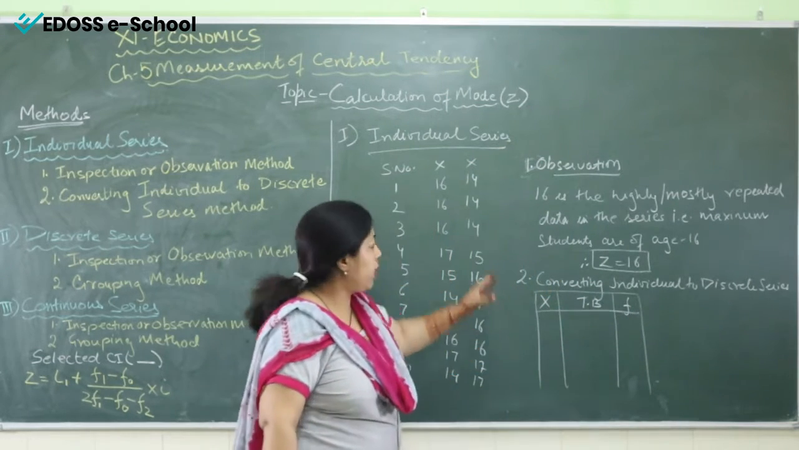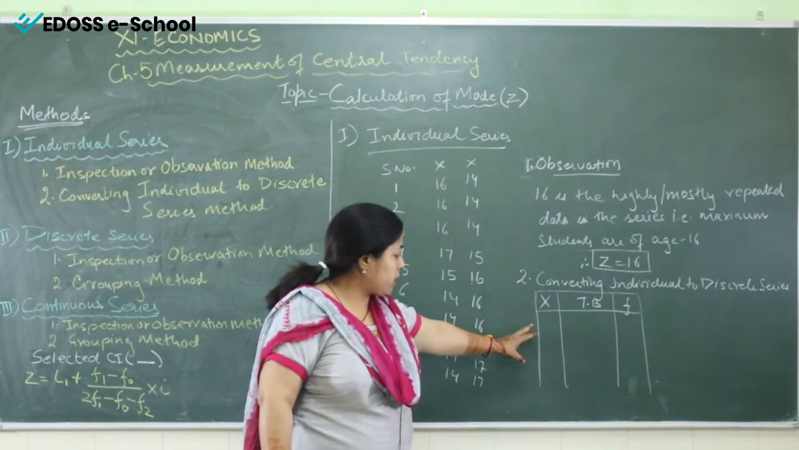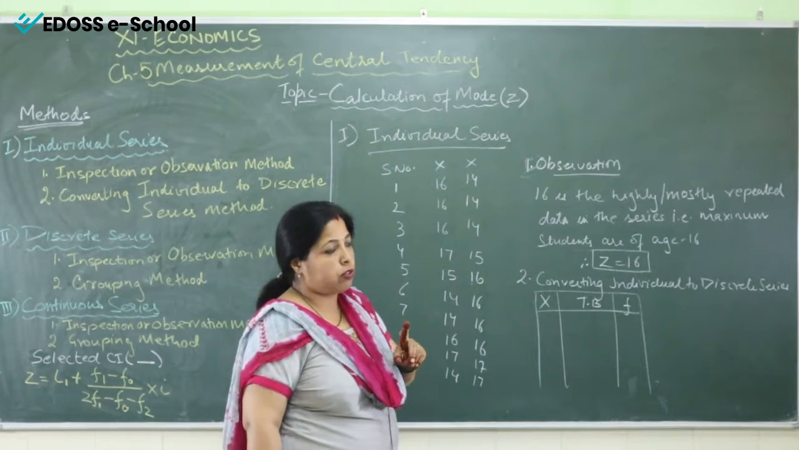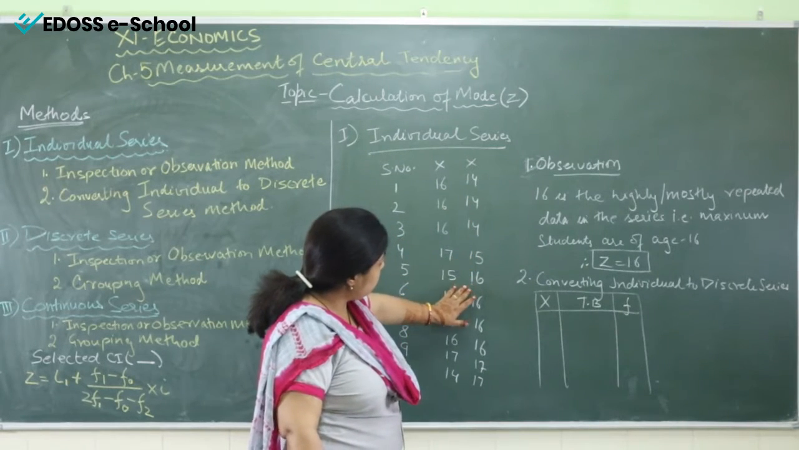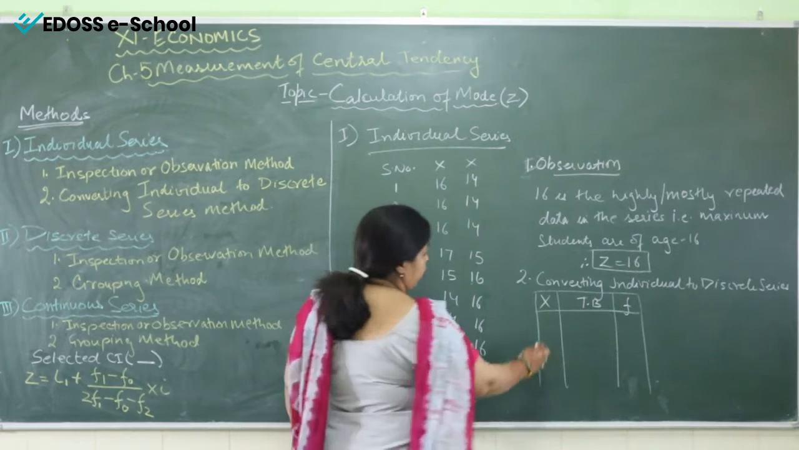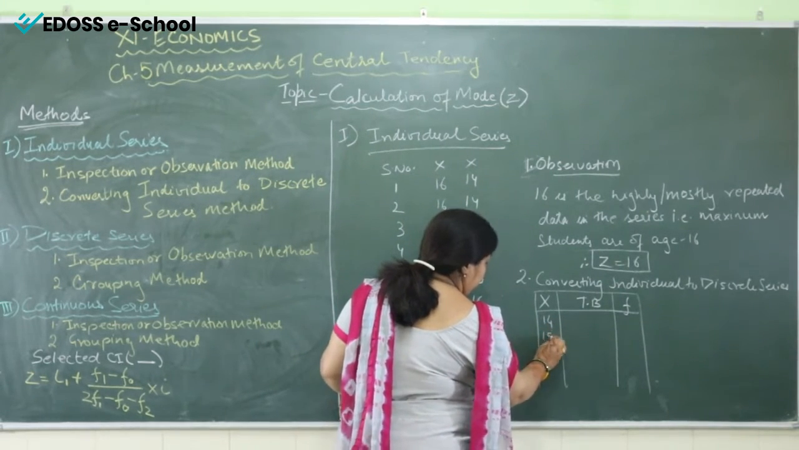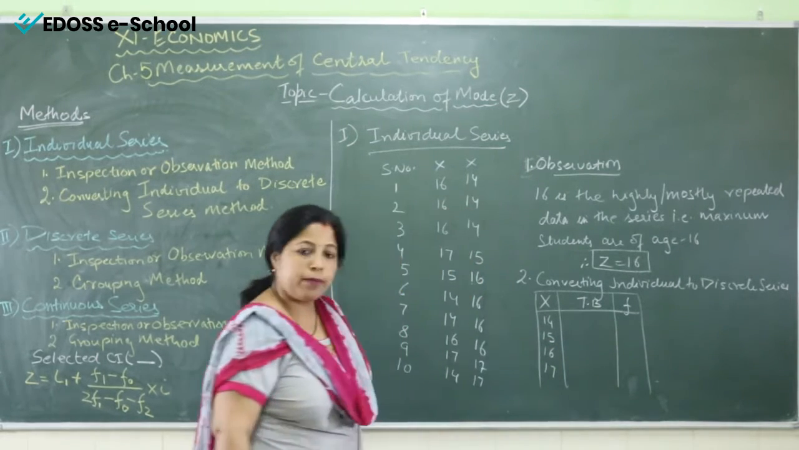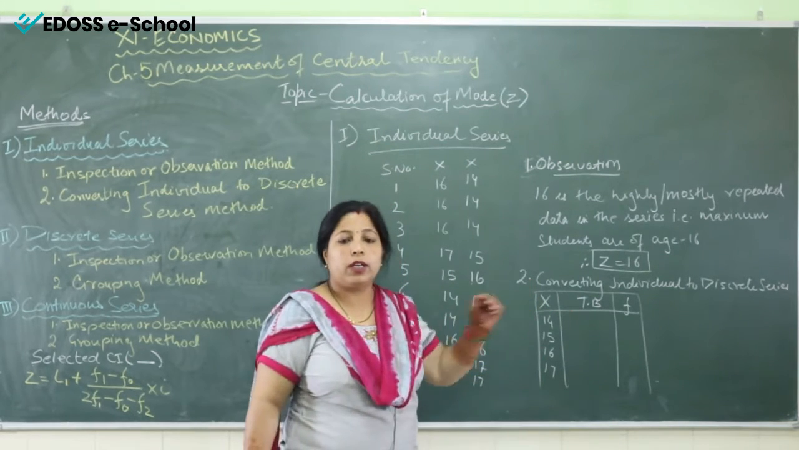Now, what is X? X is this data. Here the numbers are repeated, but here in discrete series we are going to write the numbers in individual forms. So what are the numbers we have taken here? 14, 15, 16 and 17. So I am writing these numbers here a single time. 14, 15, 16 and 17. So this is X. And now we are going to form the tally bars.